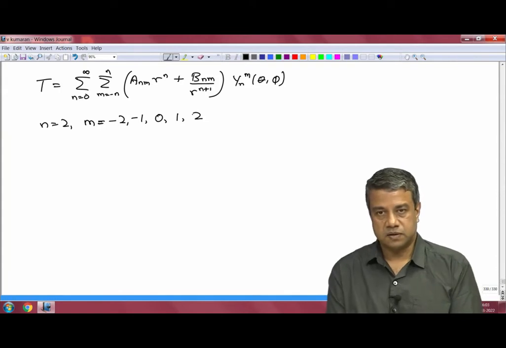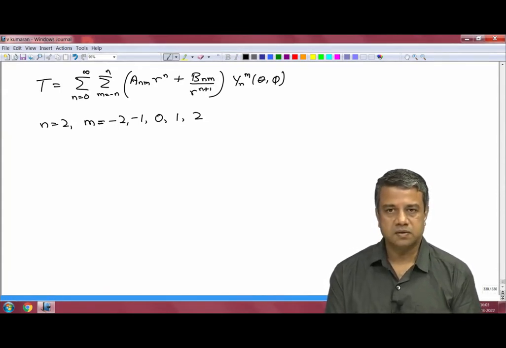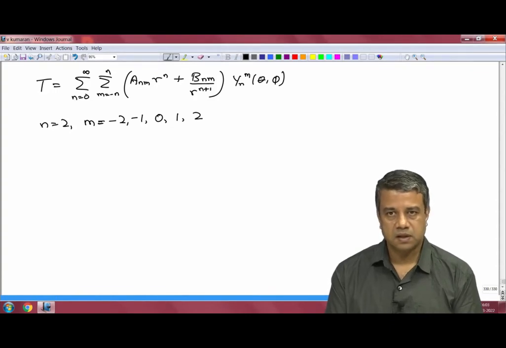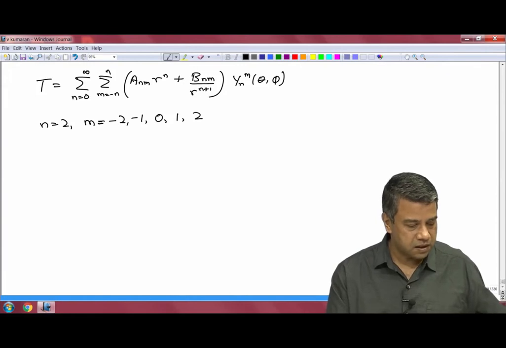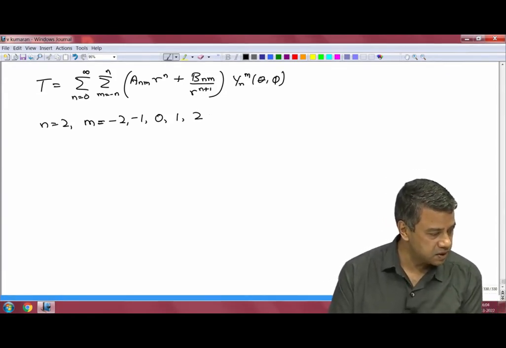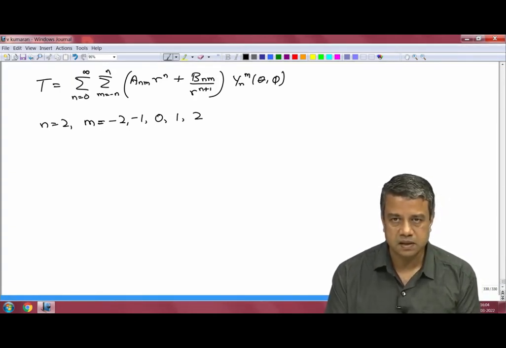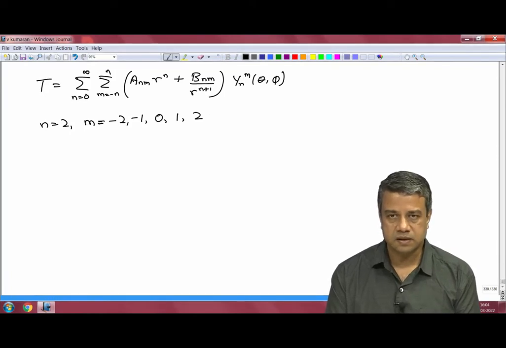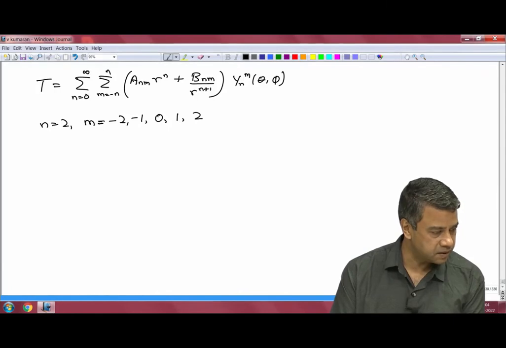There are 5 solutions at n equal to 2. These are solutions which are combinations of 2 sources and 2 sinks of equal magnitude in such a way that the net source is equal to 0 and the net dipole is also equal to 0. So, these are combinations of 2 sources and 2 sinks separated by an infinitesimal distance in such a way that the net source is equal to 0 and the net dipole moment is also equal to 0.